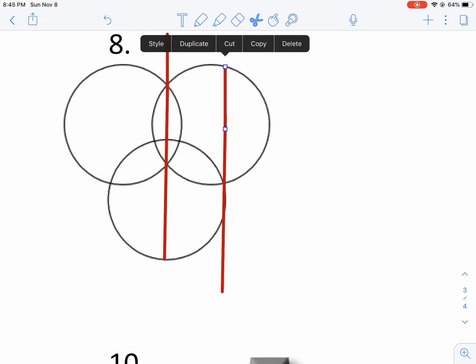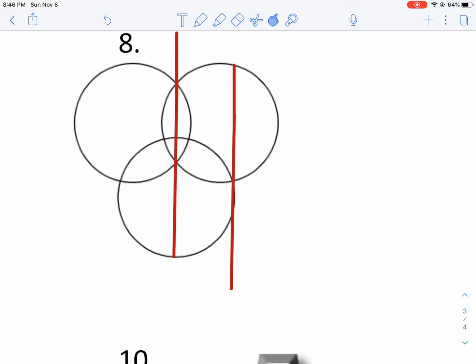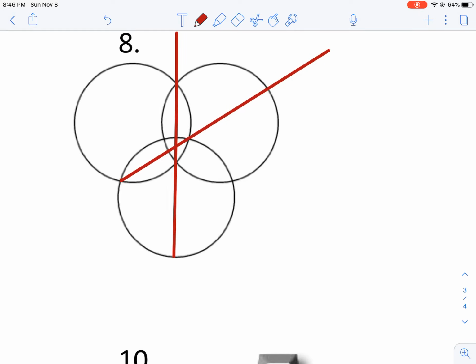Why can't I turn that? Okay. I think there's one that goes like that, and then there's one that goes like this. Yeah. So this one would have three lines of reflection inside of it.